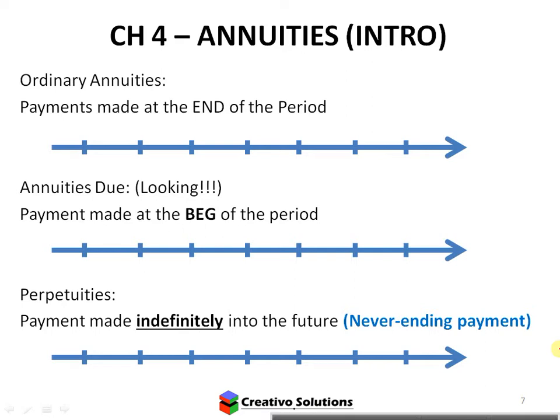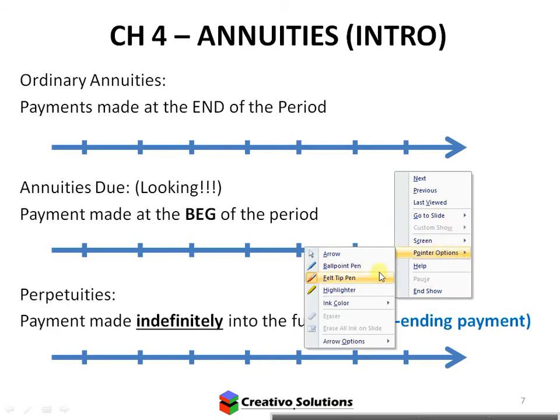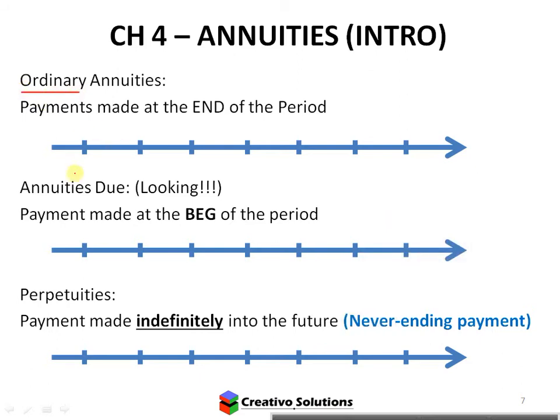Okay, then a little bit of theory. The textbook talks about two types of annuities: ordinary annuities and annuities due. There's the first and there's the second. It's still an annuity, so we still have regular equal payments. The big consideration is when do the payments start?